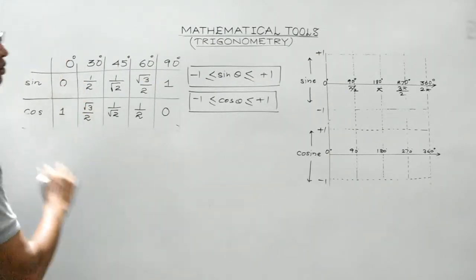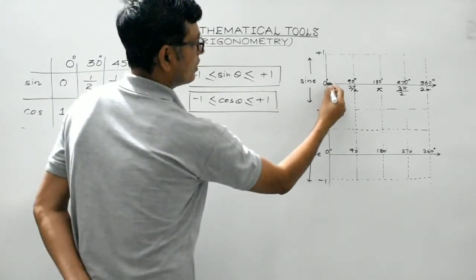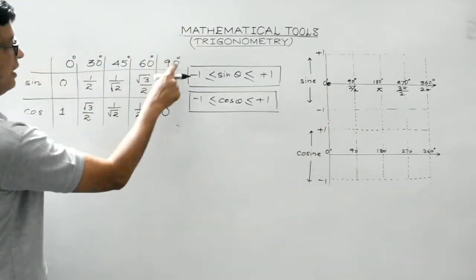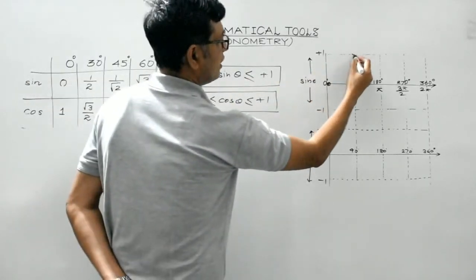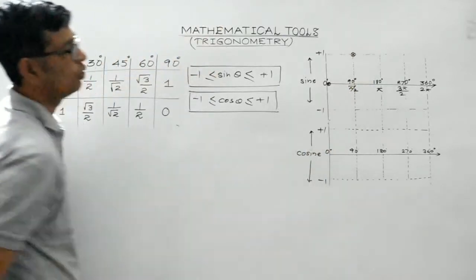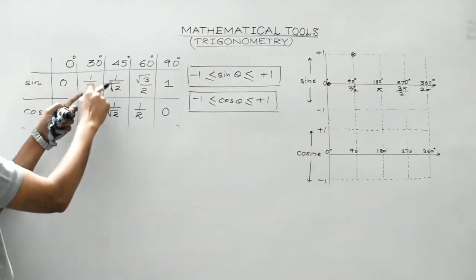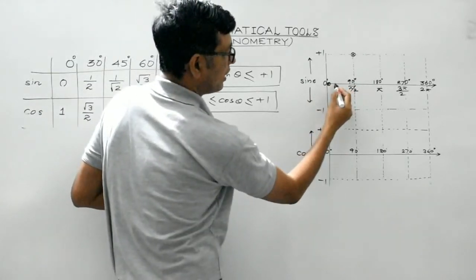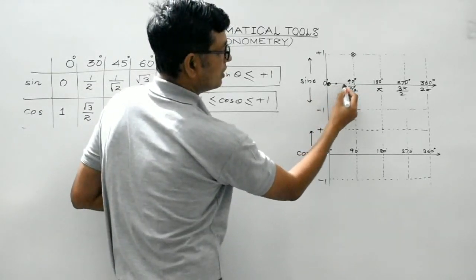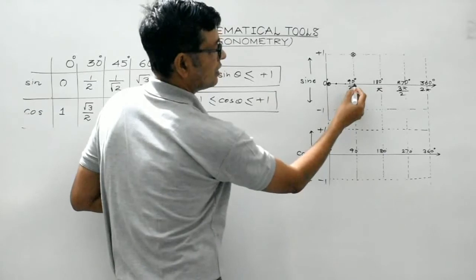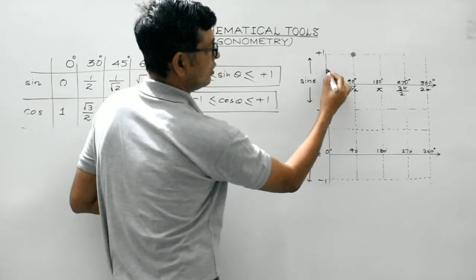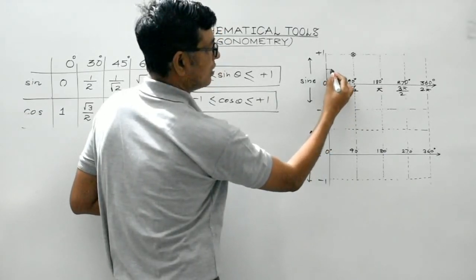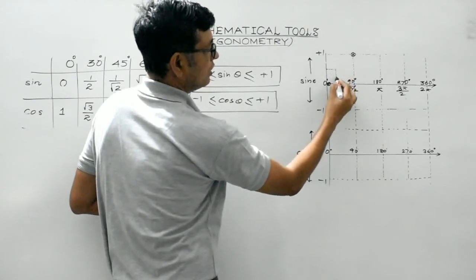Sine 0 is 0, so this is the first point. Sine 90 is 1. Now in between, sine 30 is half. Now look students, 90, so we can divide it into 3 parts. This is 30 degree, this is 60 degree and this is 90 degree. Sine 30 is half, so it will be the midpoint between 0 and 1, somewhere over here.